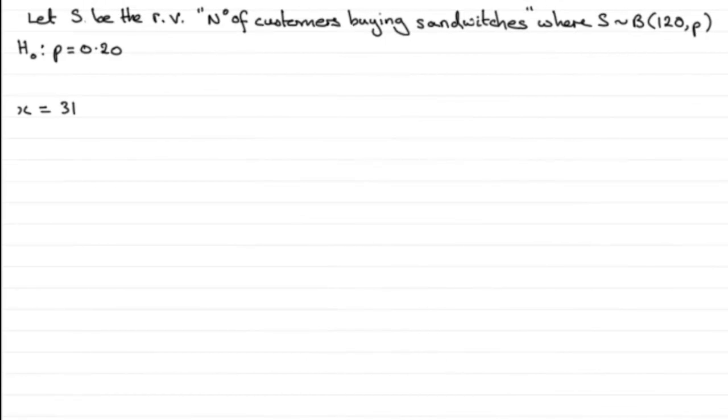Now before we start, what I've done is defined a random variable S. Let S be the random variable number of customers buying sandwiches. And you'll notice that I've defined it as a binomial model.